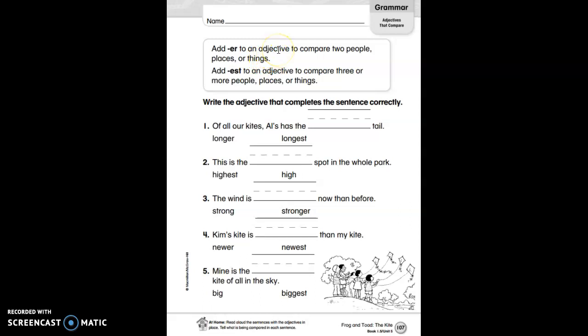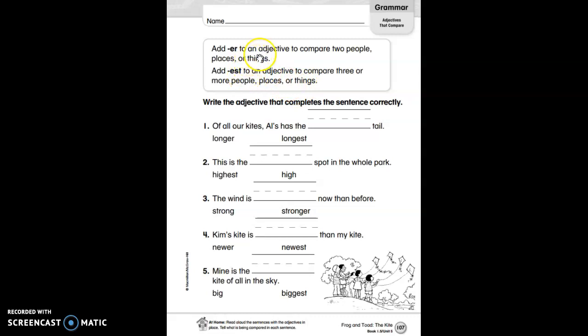Do you remember what an adjective is? Right, it describes a noun, which is a person, place, or thing. So we're going to use ER to compare two people, places, or things. And we're going to add EST to an adjective to compare three or more people, places, or things.